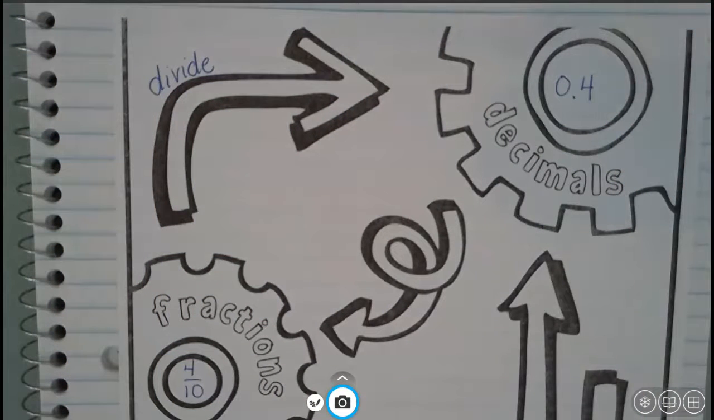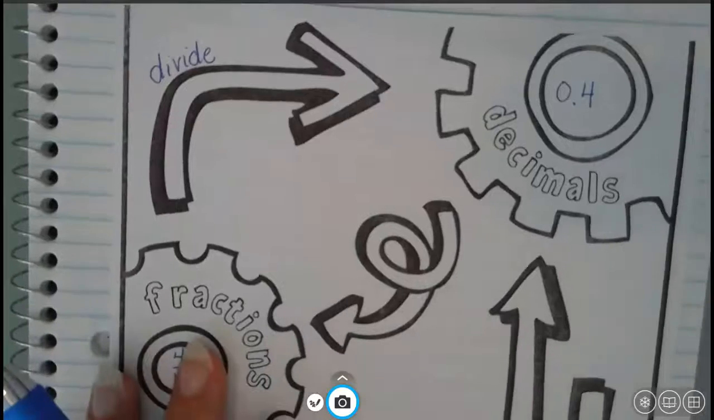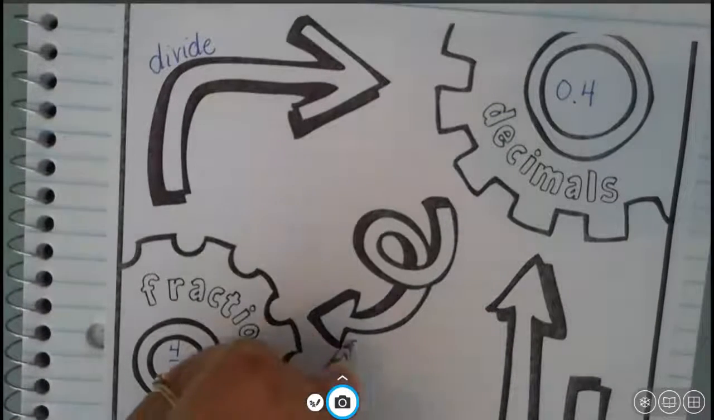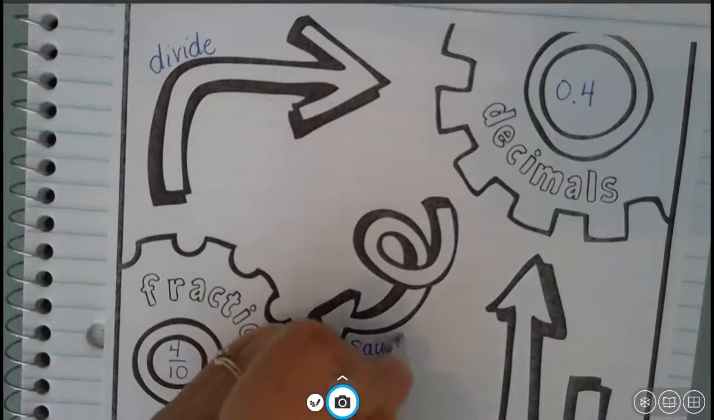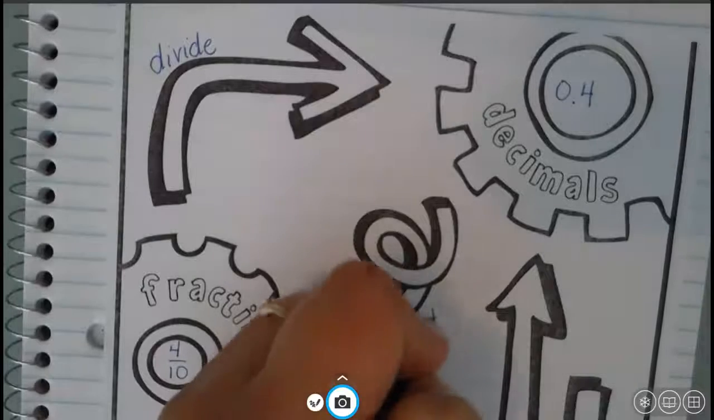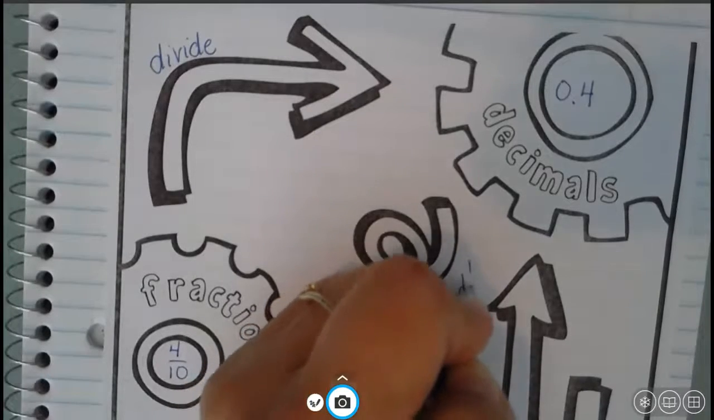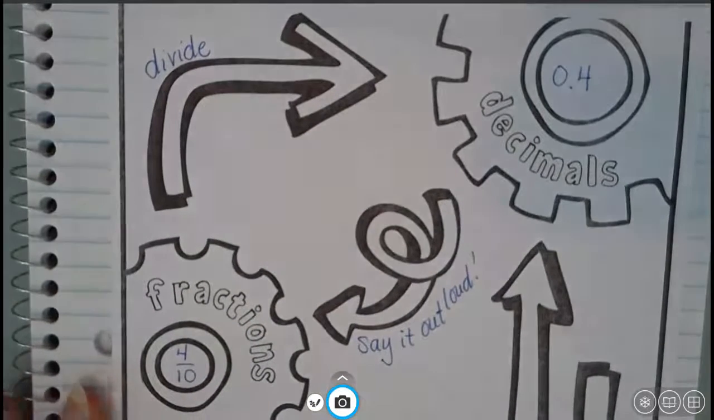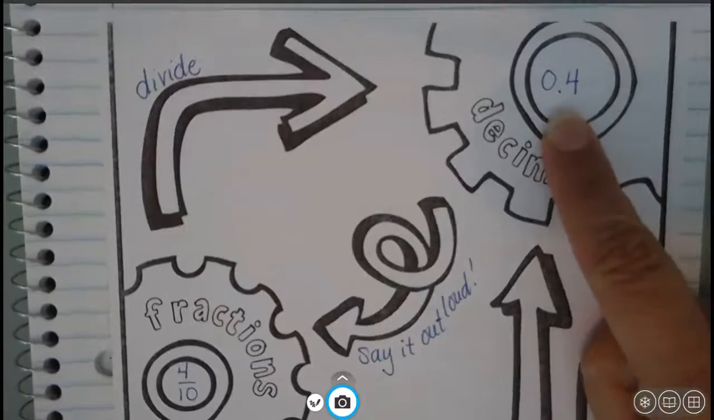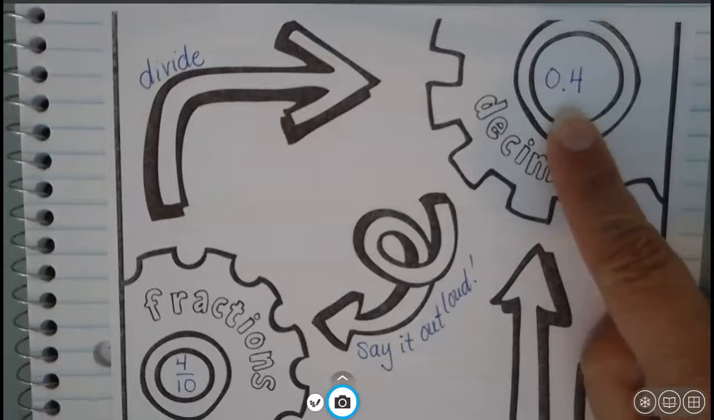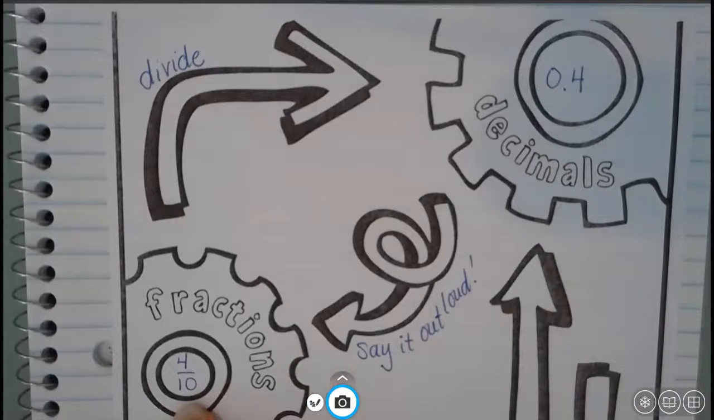or 4/10. That's the next key that I want you to write down. We're going to write down right here, we're going to write down, say it out loud. Because when we say it out loud, it helps us. It truly does. It makes a difference. It really makes you aware. Because when I say this decimal, 4/10, I can see it, 4/10. Okay? Now we go down here.